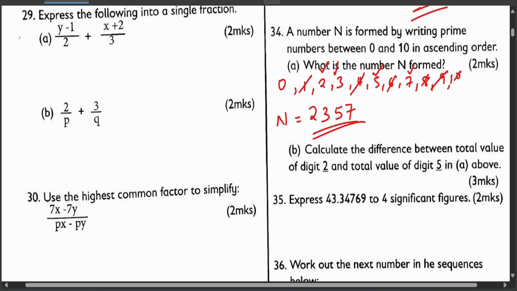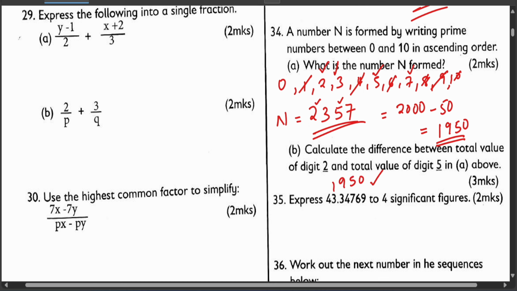Question B. Calculate the difference between the total value of digit 2 and the total value of digit 5 in A above. So the total value of digit 2. Now 2 iko kwa place value ya thousands. So therefore, ukichukua 2 times 1000 itakupa 2000. So, na 5 iko kwa place value ya tens. Therefore, ukichukua 5 times 10 yakupa 50. So 2000 minus 50 ni 1950. So the difference is this one.